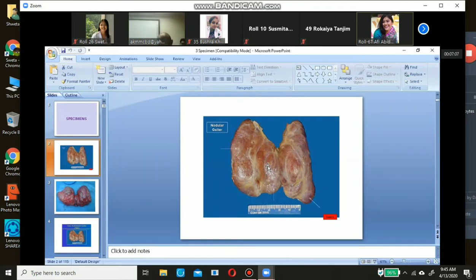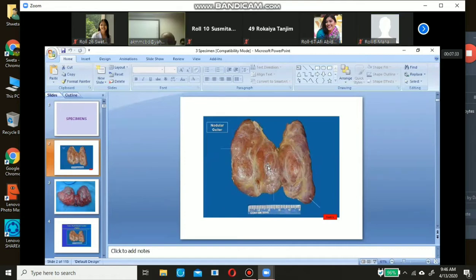If this specimen is given in your examination, then write it this way. Your question should be like that: what is the specimen? You write down this is a specimen of thyroid. Then, what are the findings in this specimen? Then you write down that there are multiple nodules of variable size involving both lobes of the thyroid, etc. Then this is a case of multinodular goiter. Anyone asking any questions?